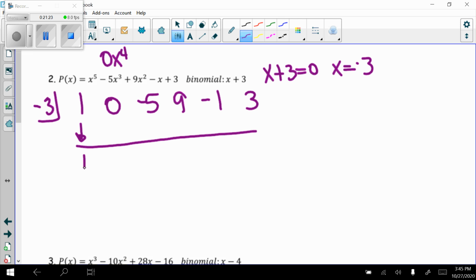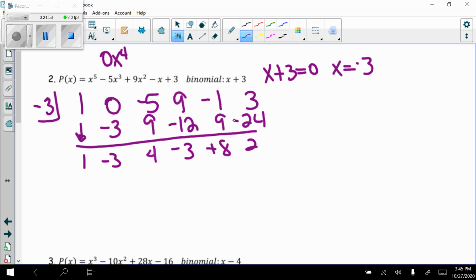Bring my first one all the way down. 1 times -3 is -3. Add, get -3. -3 times -3 is +9. Add, we get 4. Multiply, we get -12. Add, we get -3. Multiply, we get 9. Add, we get -8. Multiply, we get 24. Add, we get, sorry, this was a +8, so that's a -24. Add, we get -21. This number is not 0.